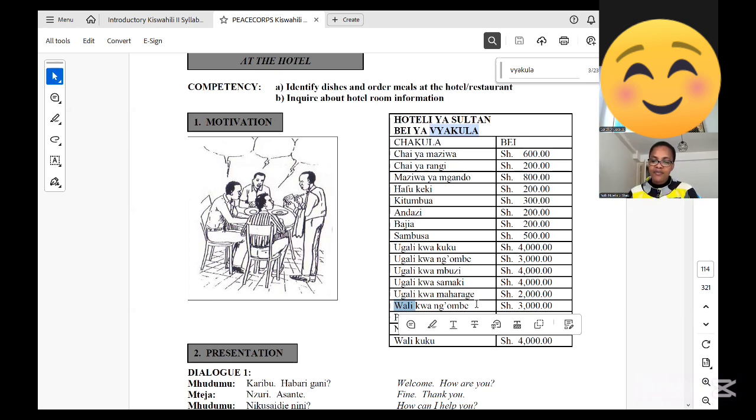But mchele is the uncooked, right? Yes, uncooked. So this is the cooked rice. Yeah, because it's on the menu. So cooked rice with goat. Pilau. Pilau is a spiced rice. Okay.